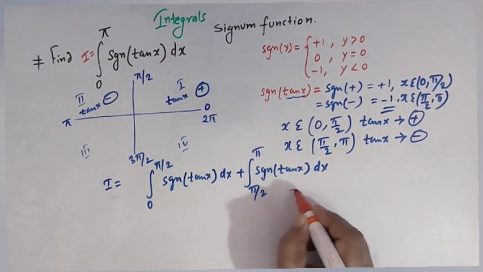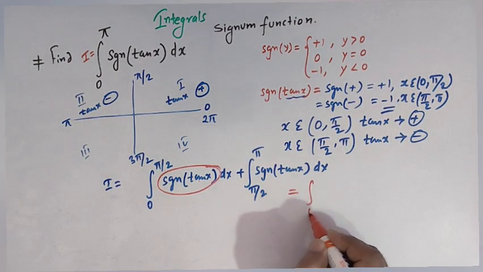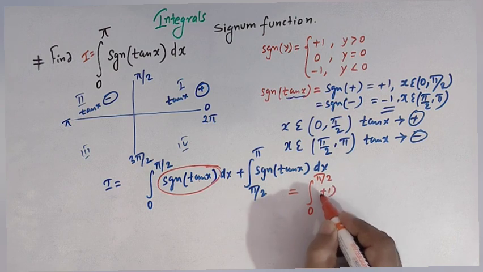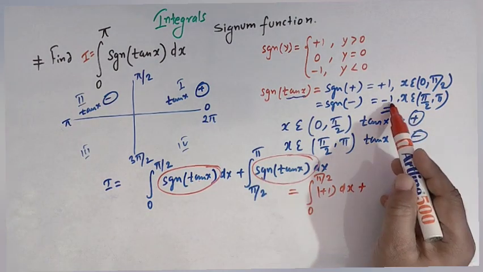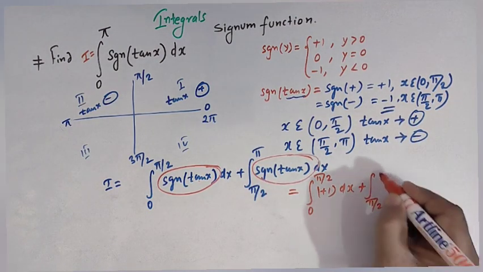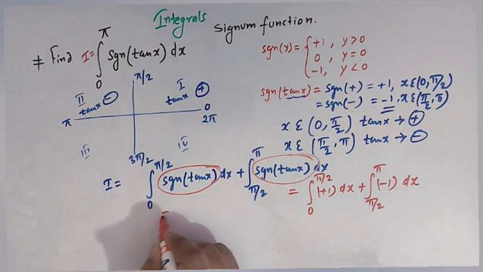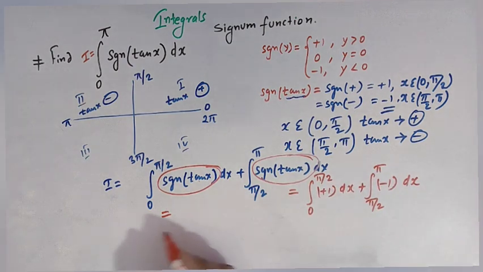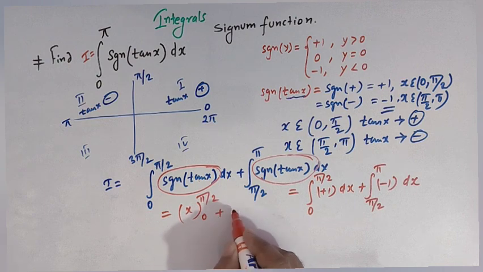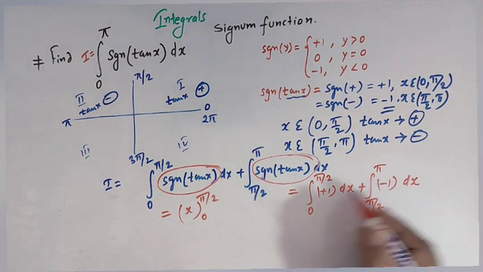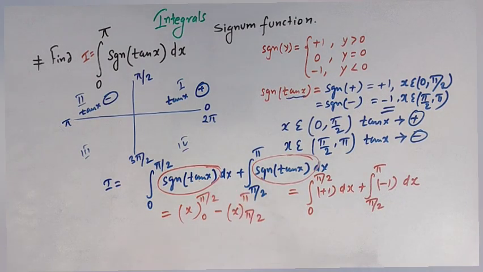So now we can write signum of tan x as positive 1 from 0 to pi by 2, so here we have plus 1, and when we go from pi by 2 to pi, here we have negative 1 dx, right? So now we have two simple integrals. We have x from 0 to pi by 2, then we can take this negative sign outside the integral, and we have x from pi by 2 to pi, right?